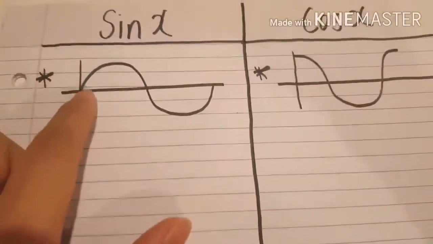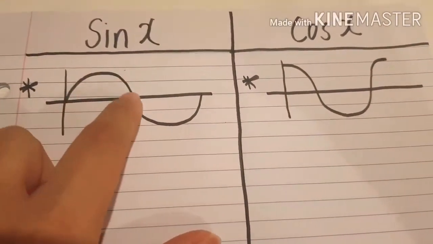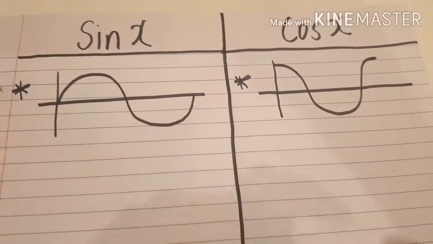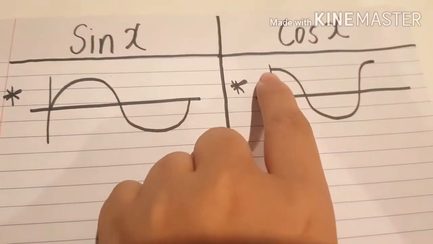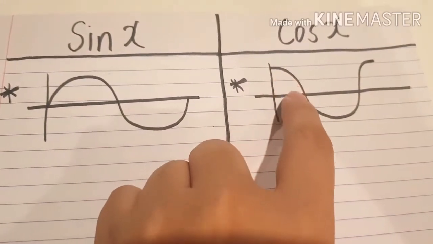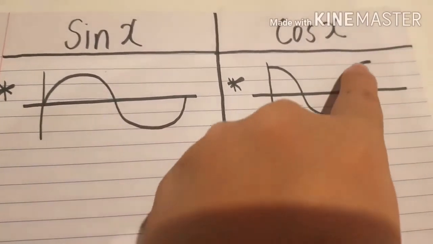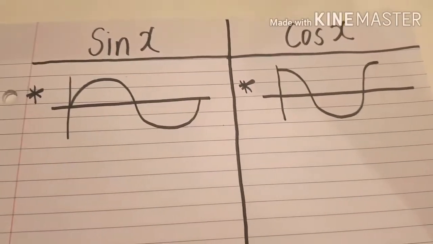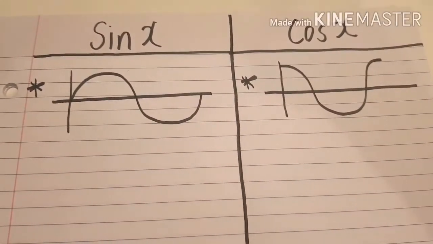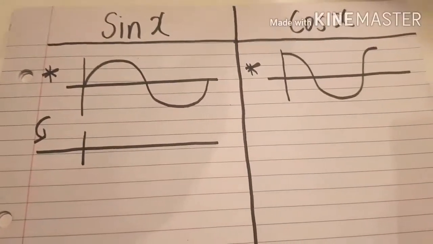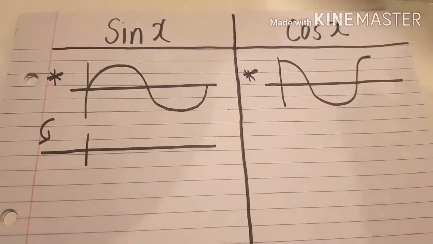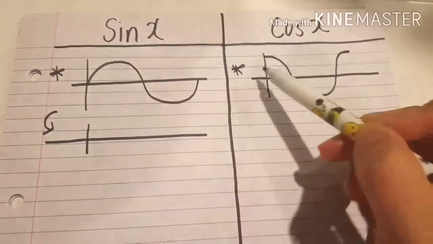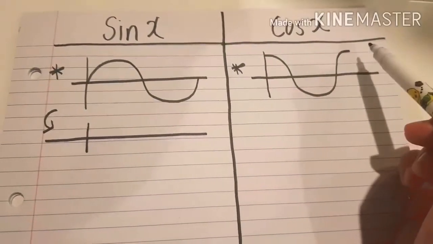This one starts from 0, going up, down, and finishing over here, whereas this one starts above, comes down, and finishes up there. These are the sine and the cosine graph. Actually, these graphs go on and on. This is only one cycle of a sine graph, and this is only one cycle of a cosine graph.